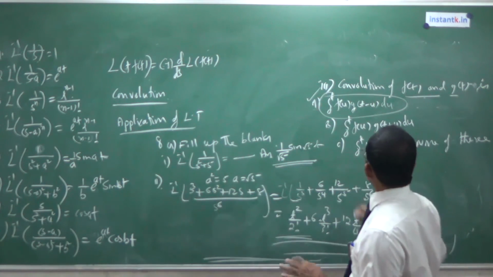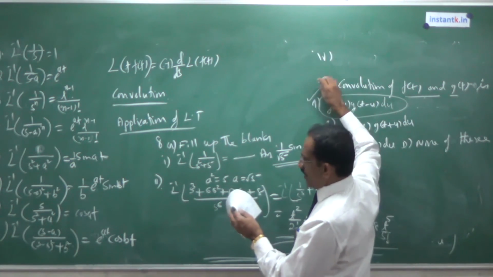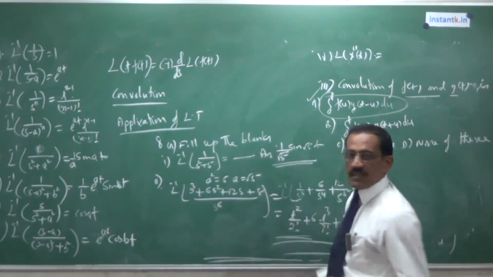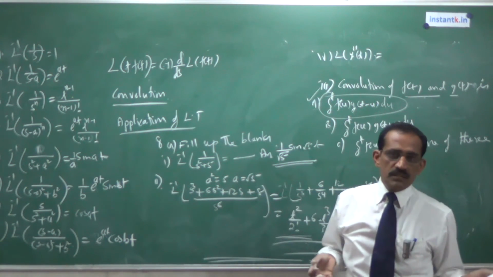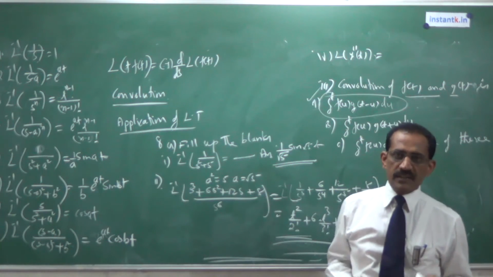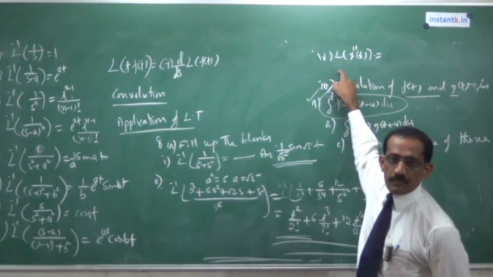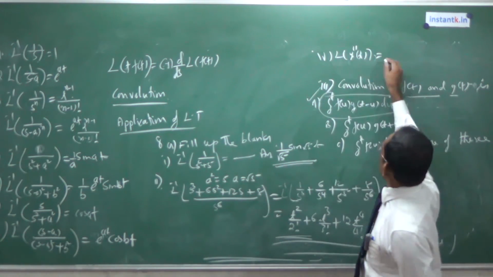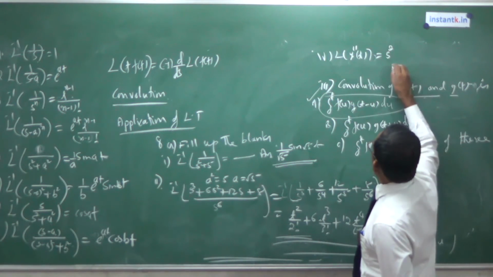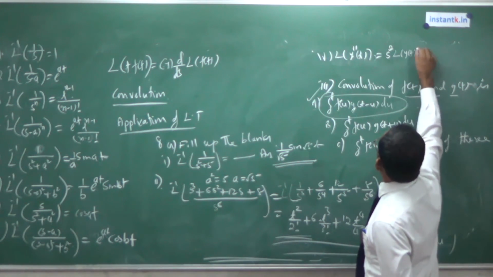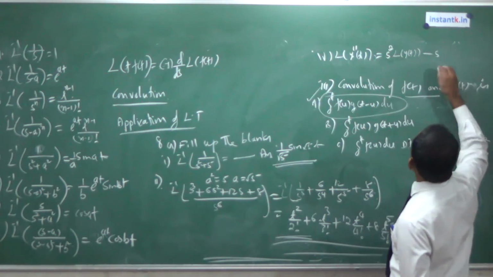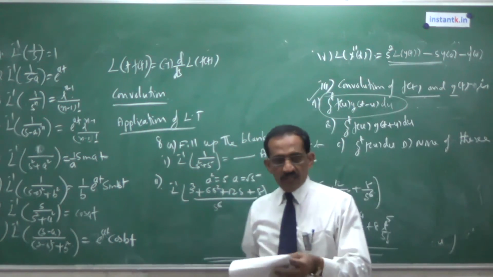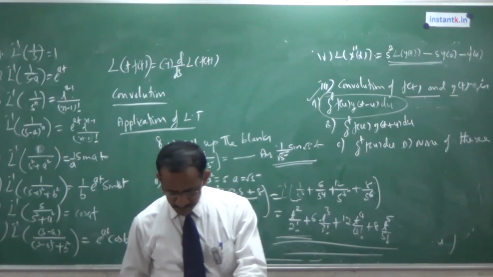Next, the fourth objective question asked is, what is the Laplace transform of y double dash of t? In order to solve a differential equation by the Laplace transform technique, we convert the derivatives, the Laplace transform of the derivatives, to the Laplace transform of the function. How do we write it? For the second derivative, it starts from s squared times the Laplace transform of y of t, minus s times y of 0, minus y dash 0. That must be the answer for this.